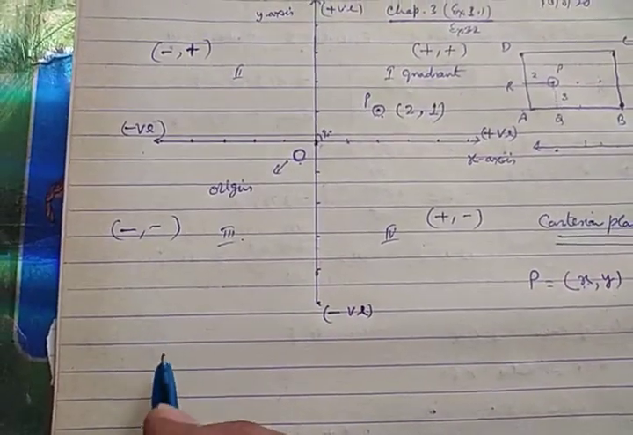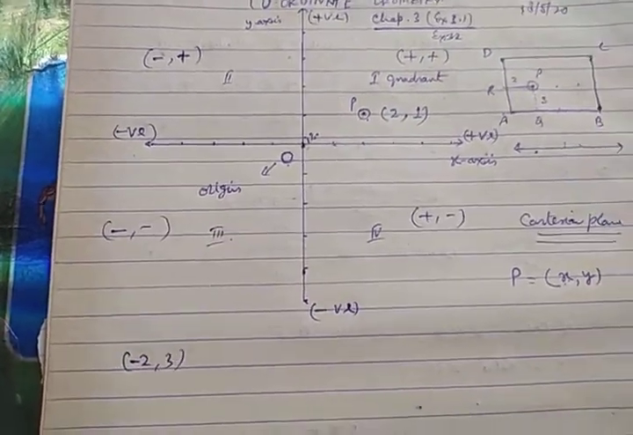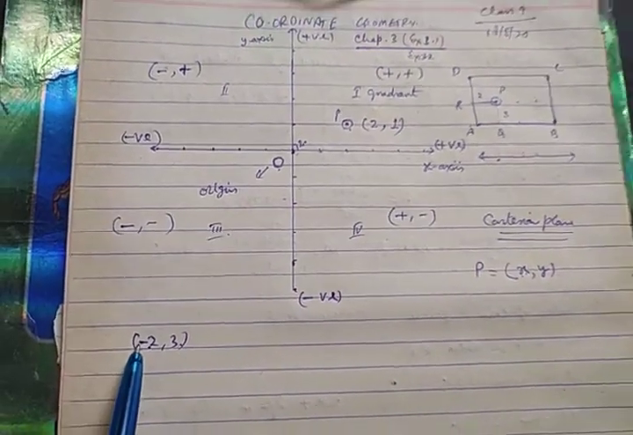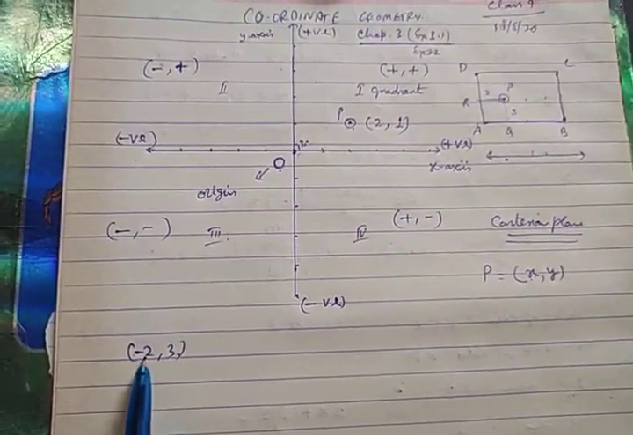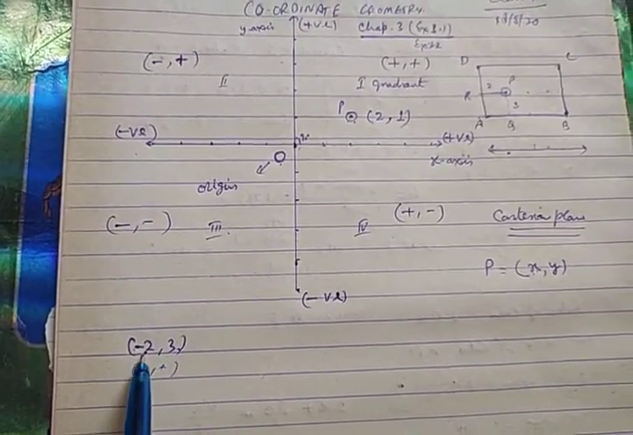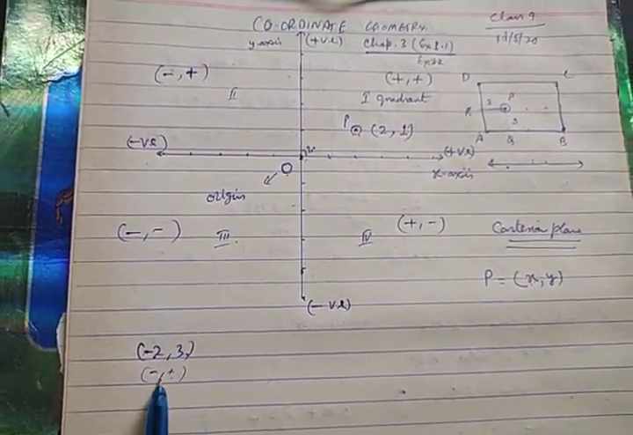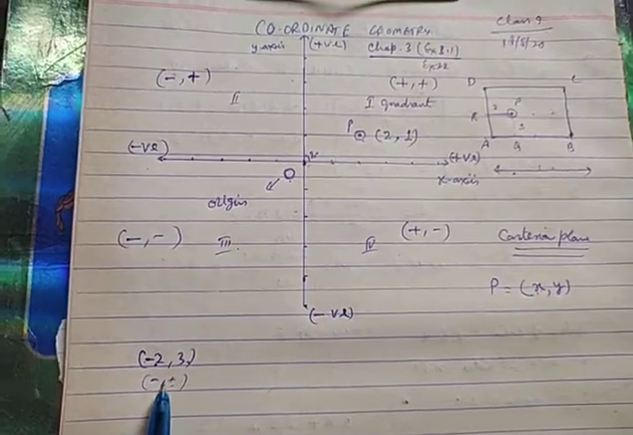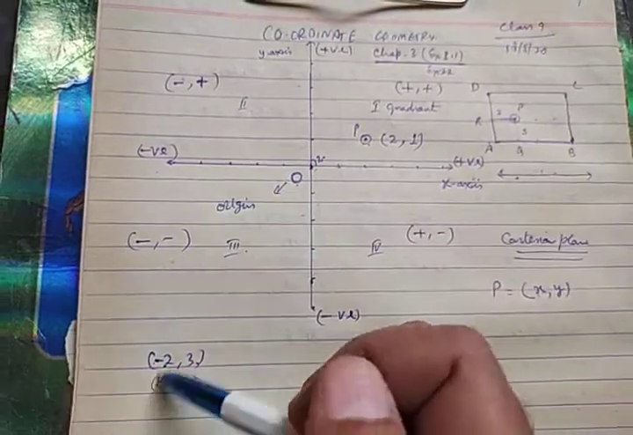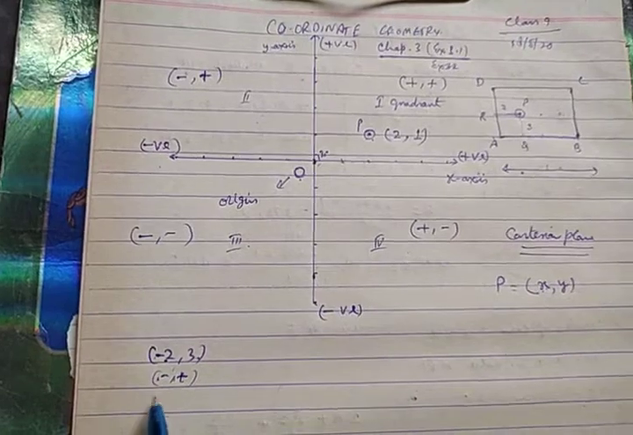If I am talking about the point minus 2 comma 3, minus 2 comma 3 means x is negative, y is positive. By looking just at the sign, the system is minus comma plus. 3 is positive and 2 is negative. Then if you only consider the sign, you can specify that this point will be in the second quadrant, because the sign is matching, minus comma plus.